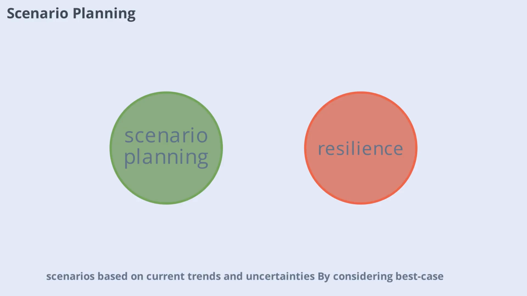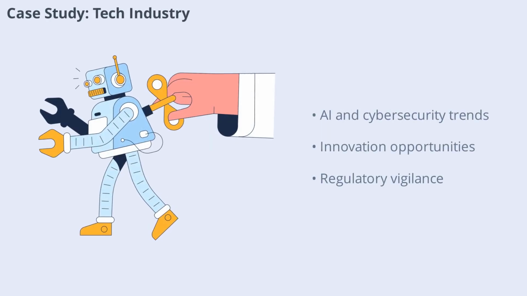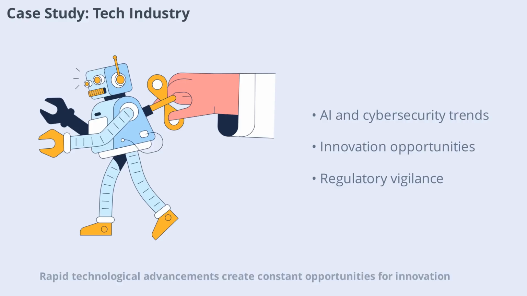By considering best case, worst case, and most likely scenarios, businesses can prepare flexible strategies that are resilient to change. This approach helps organizations stay agile and ready to respond to unexpected events in the macro environment. Let's look at the tech industry as an example. Rapid technological advancements create constant opportunities for innovation, but also pose threats from disruptive competitors. Companies that monitor trends in artificial intelligence, cybersecurity, and consumer electronics can identify new markets and stay ahead. However, they must also be vigilant about regulatory changes and shifting consumer expectations.